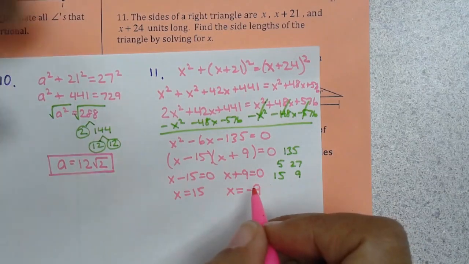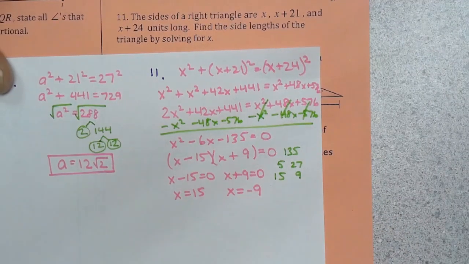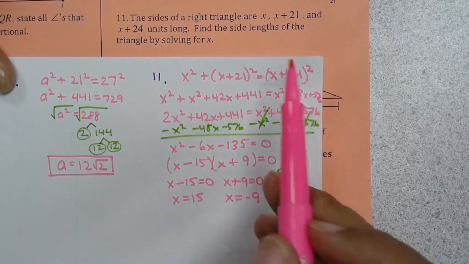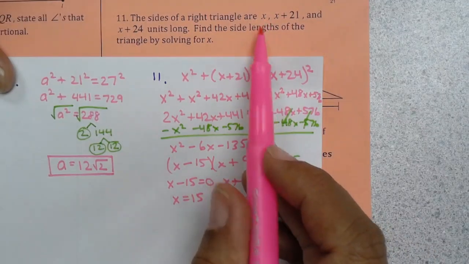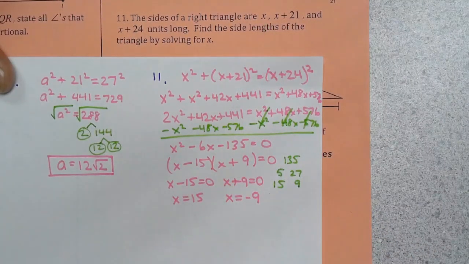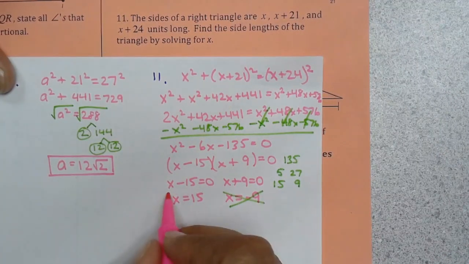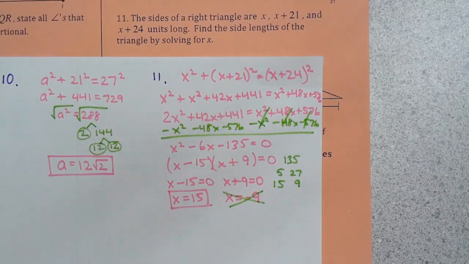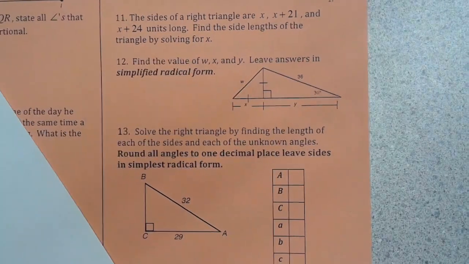Now, in context of this, we're talking about the side lengths of a triangle. And since x is a side length of a triangle, you can't have a negative side length. So negative 9 is out of it. So the only value that works is 15. So we have 15 units for the side length. Okay. All right, let's go ahead and take a look at number 12.